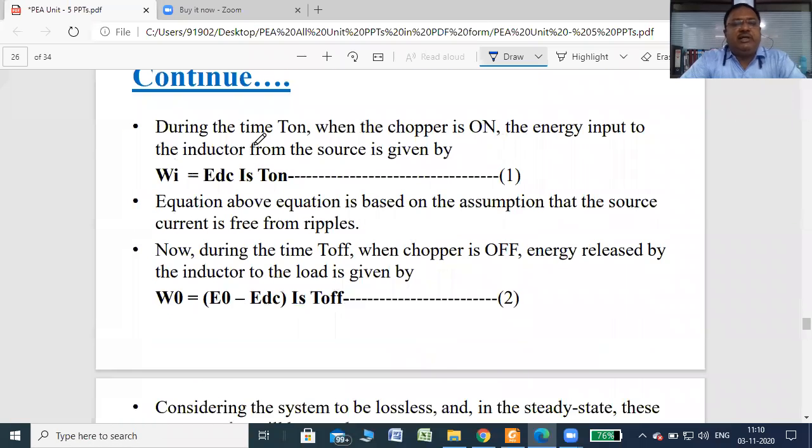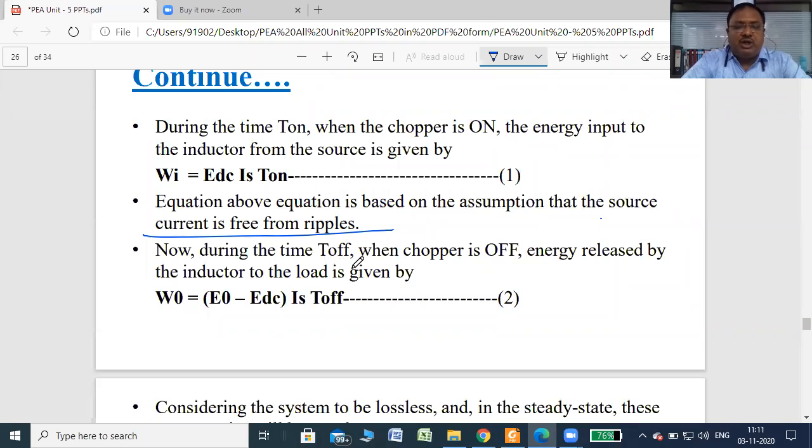Then during T on, when the chopper is on, the energy input to the inductor from the source is given by EDC into IS into T on. So the total energy given to the inductor is EDC into IS into T on. This equation is based on the assumption that the source current is free from ripple. It means that we are using a high value of inductance, so we assume that the ripple current is zero.